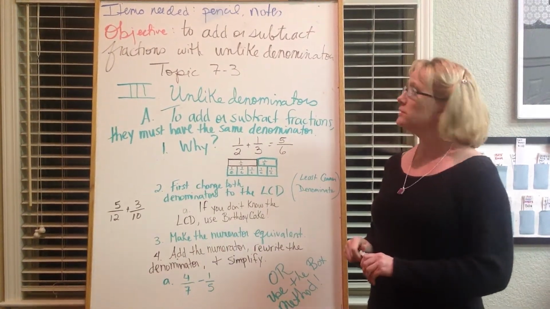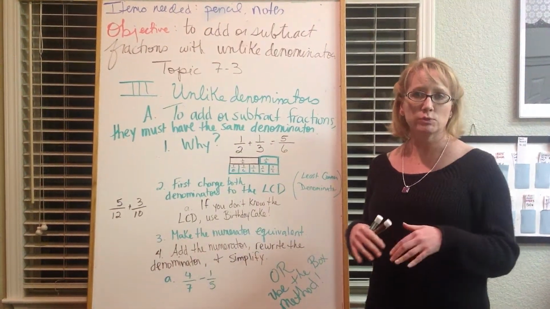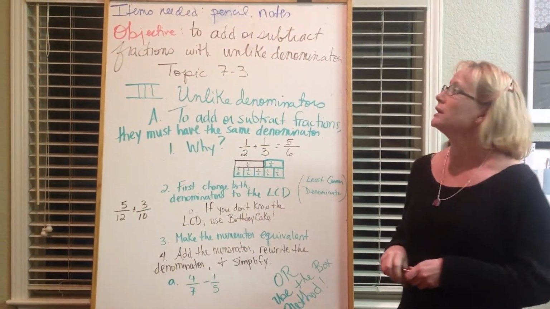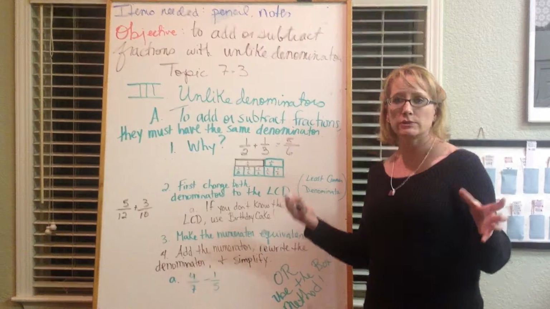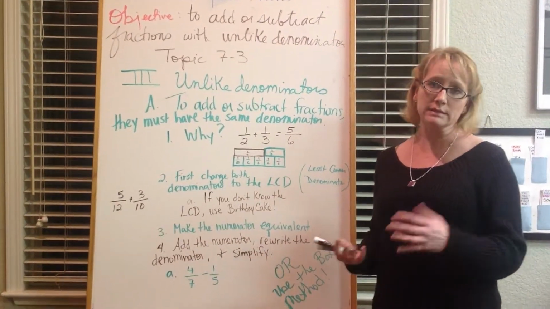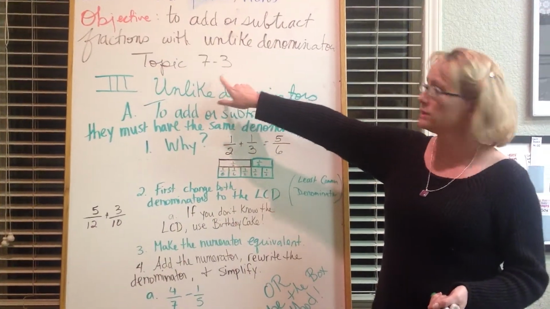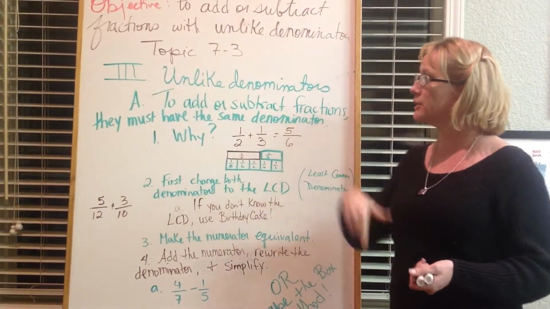So this is topic 7.3. It's all about adding fractions that don't have the same denominator, unlike denominators. You're going to need your pencil and your notes. And our objective, our goal, is that you are able to add and subtract fractions that don't have the same denominator. So you need to write topic 7.3, use the Roman numeral number 3, write unlike denominators.